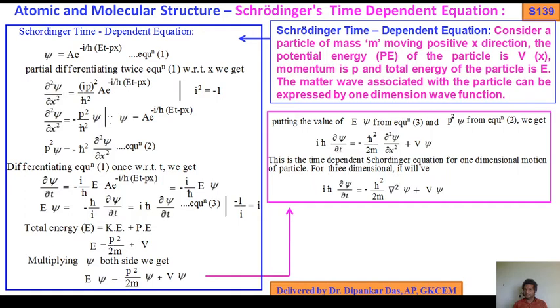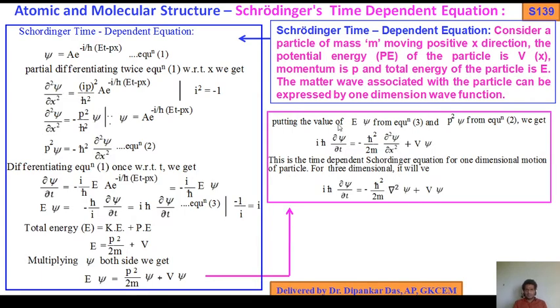If you are asked to write down the three dimensional form, then it will be i h bar del psi by del t equals minus h bar square by twice m delta square psi plus V psi. Here delta is the Laplacian operator. Okay, so I have discussed the Schrodinger time dependent equation.